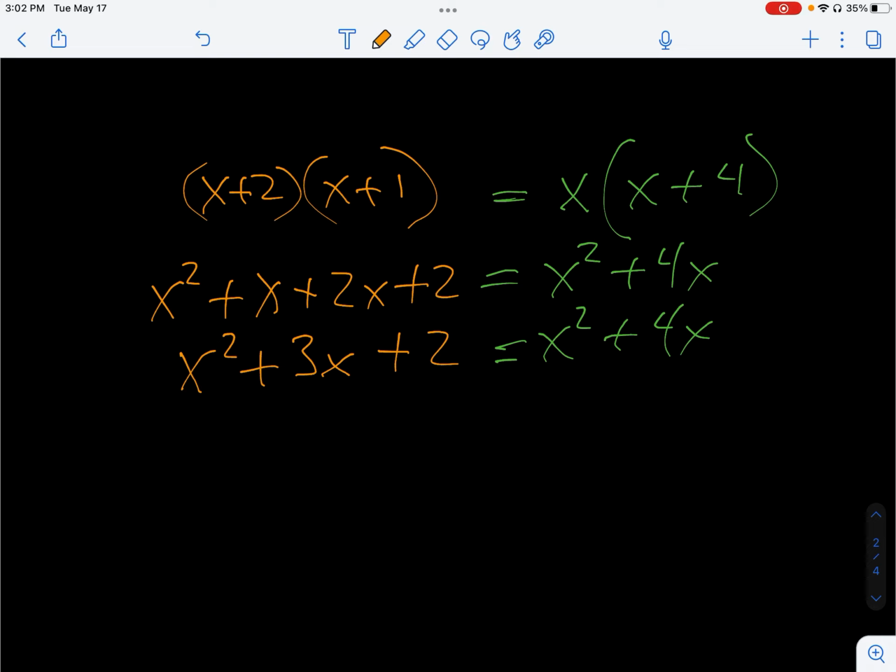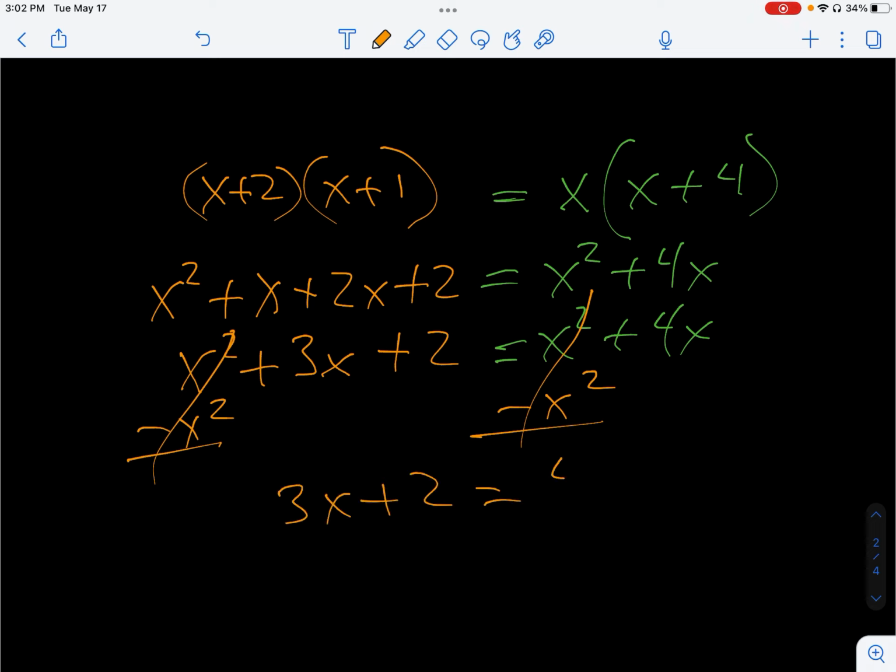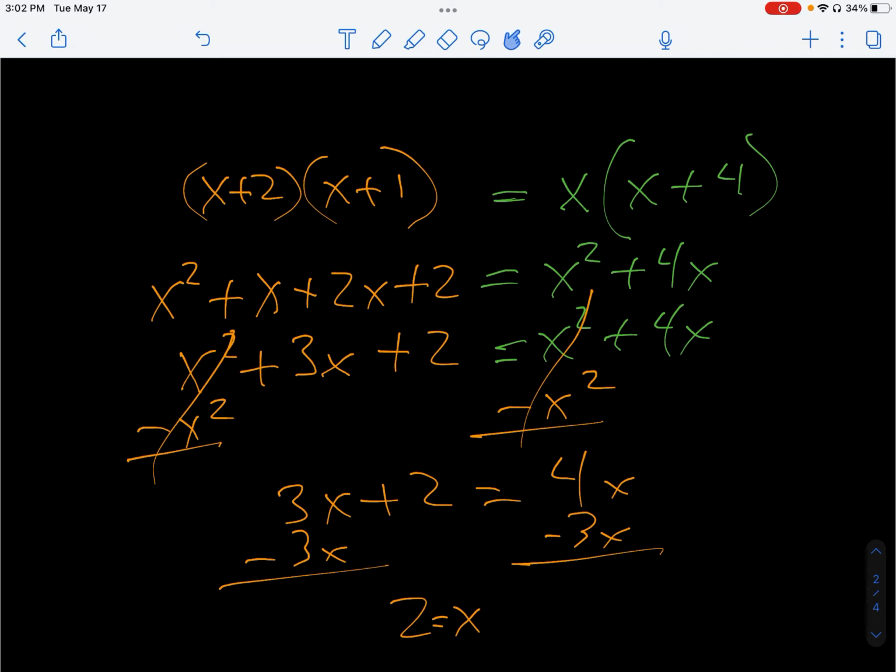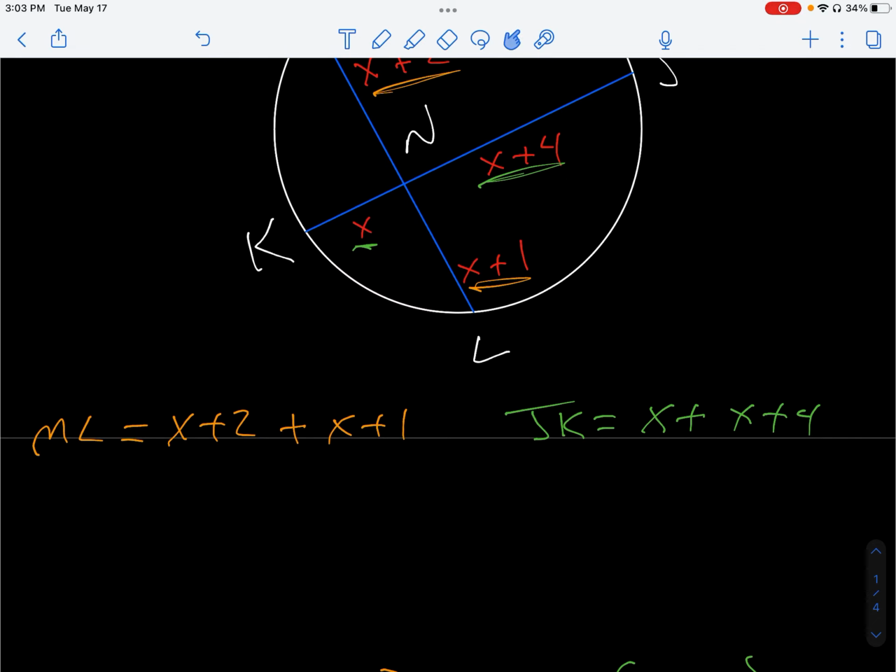So let's get into our algebra and see if we can get x by itself. Let's subtract x squared from both sides. That'll cancel and that'll cancel, leaving us with 3x plus 2 equals 4x. We can subtract 3x from both sides and end up with x equals 2. So now that we know what x equals, we can come back here and plug it into our formula. And so if x equals 2, I'll just substitute 2 for x.